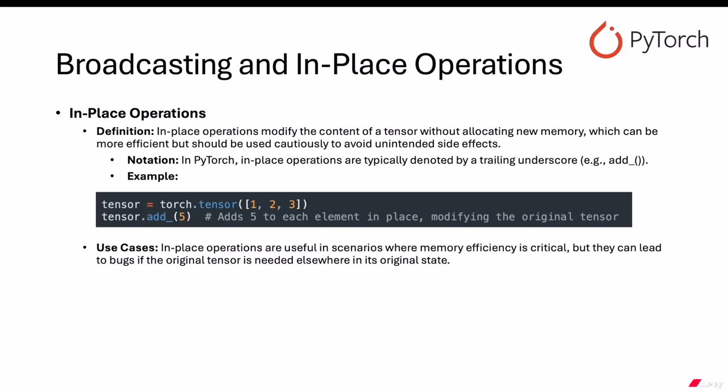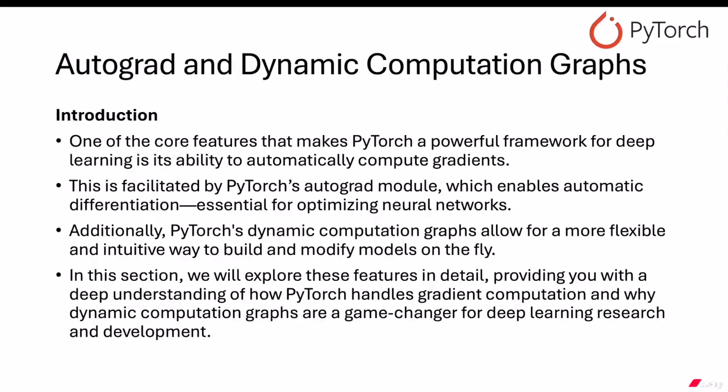Use cases. In-place operations are useful in scenarios where memory efficiency is crucial, but they can lead to bugs if the original tensor is needed elsewhere in its original state. Autograd and dynamic computation graphs. One of the core features that makes PyTorch a powerful framework for deep learning is its ability to automatically compute gradients. This is facilitated by PyTorch's Autograd module, which enables automatic differentiation, essential for optimizing neural networks.